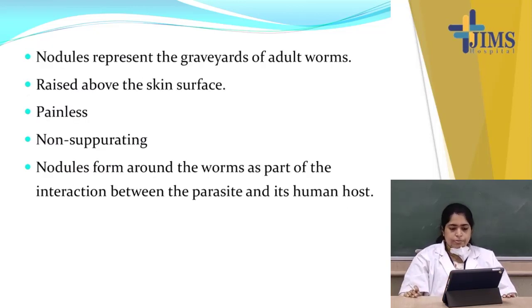Now, what are these nodules? How are these formed? These nodules are formed as a result of interaction between the parasite and the human host. So, when this parasite enters our body, our immunity is activated. As our immune system is activated, it tries to kill the adult worms. As a result, there is inflammation. So the nodules are formed as a result of this interaction between the parasite and the human host.